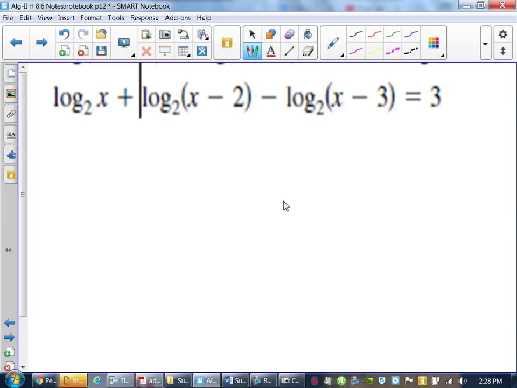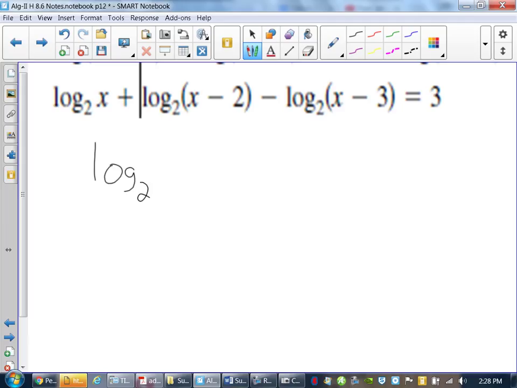So this is going to combine a bunch of the properties. This is going to work with the properties of condensing logarithms. All 3 of those logs are of the same base. So when you have addition, what are you doing as you condense them? And then when you have subtraction, what are you doing? Dividing.